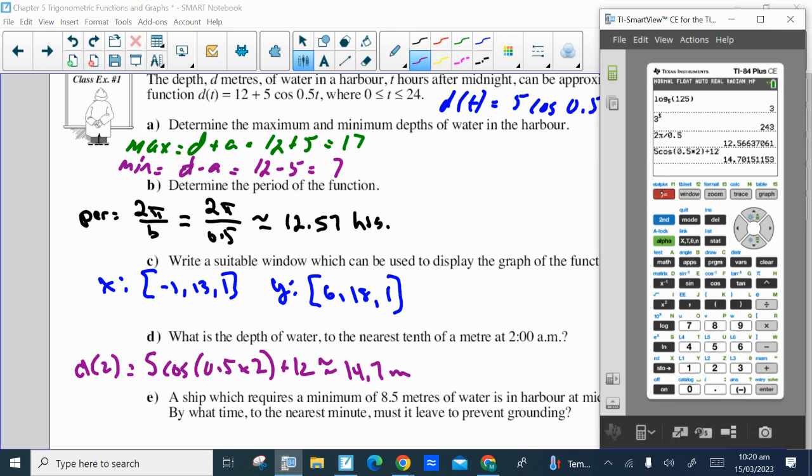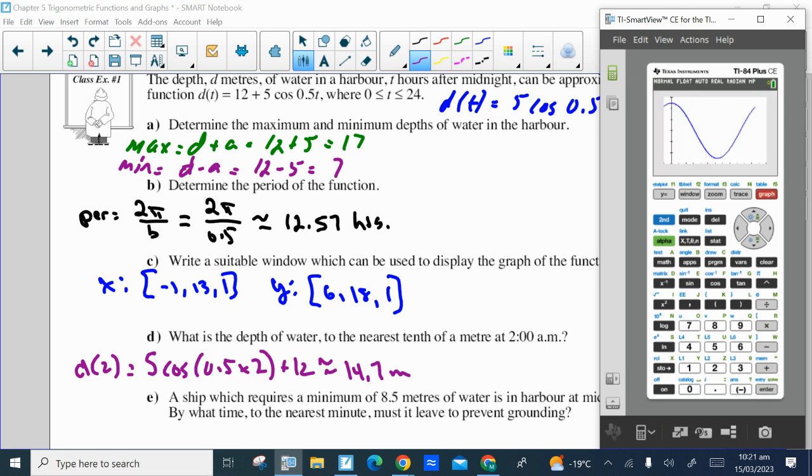Our other option would be to use the graphing calculator. We can put this equation in there. So again, it's 5 times the cosine of 0.5x, close the bracket, plus 12. We've already set what our windows should be, right? For x, we're going from -1 to 13, and I chose a scale of 1 there. For y, I'm going from 6 up to 18, and again I put my scale at 1. Maybe I'll change it to 2, but using a scale of 1 wouldn't really matter.